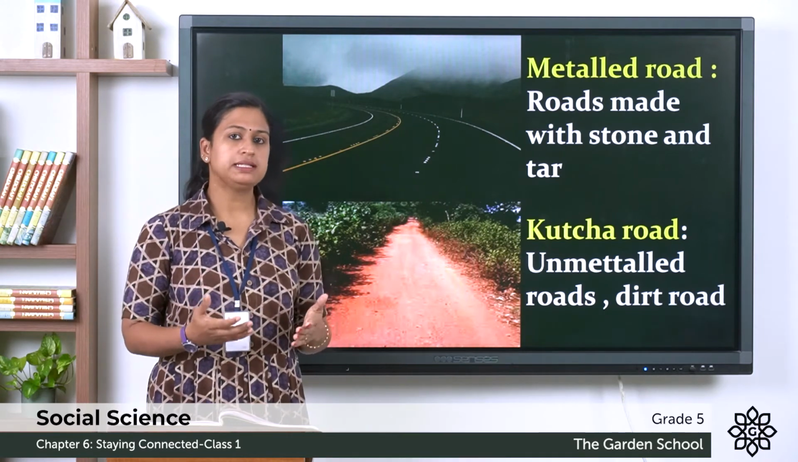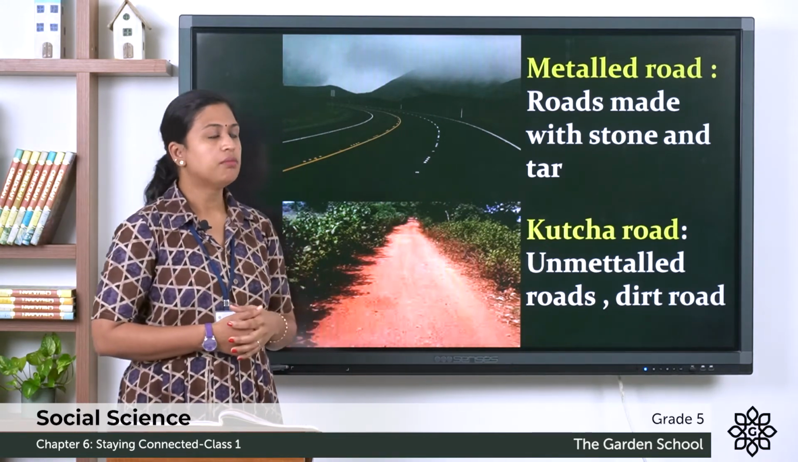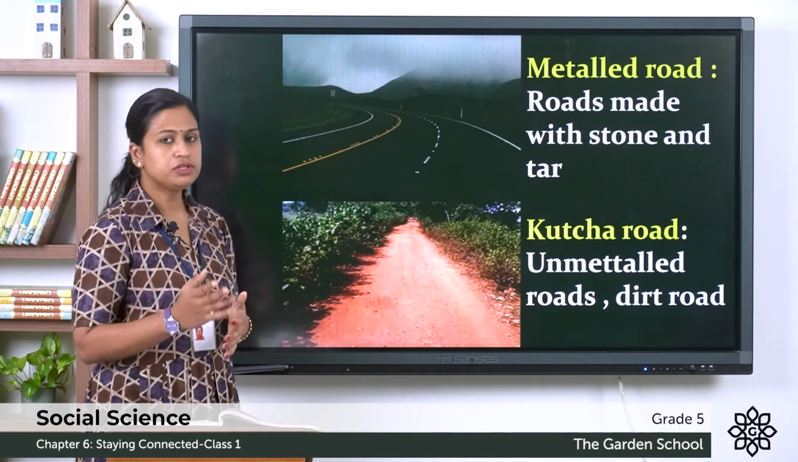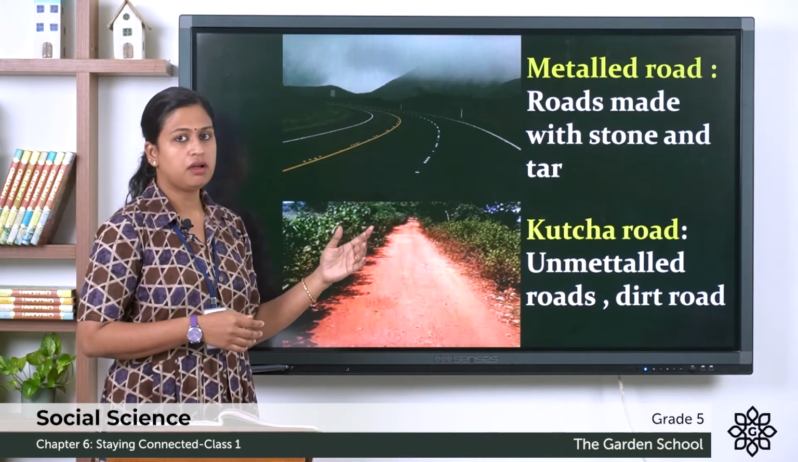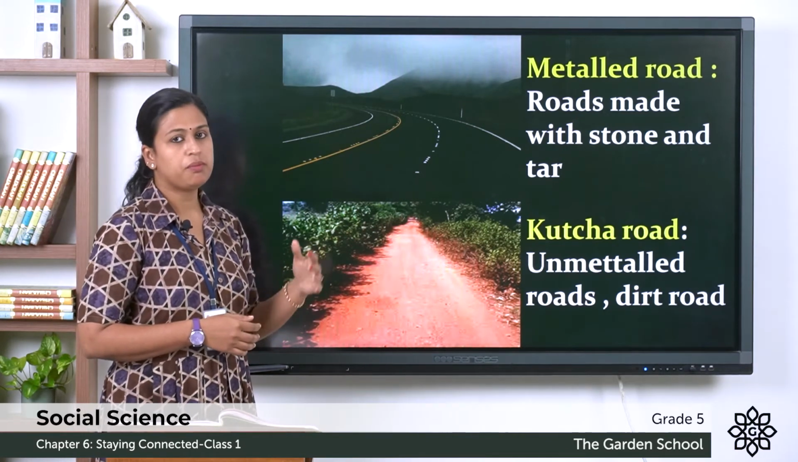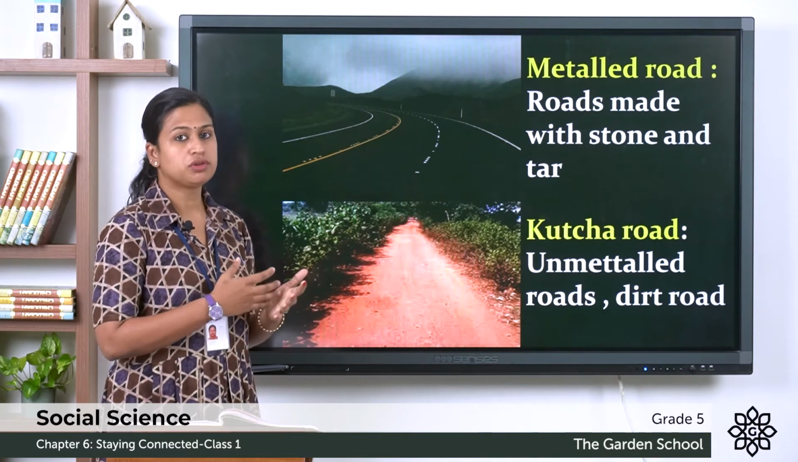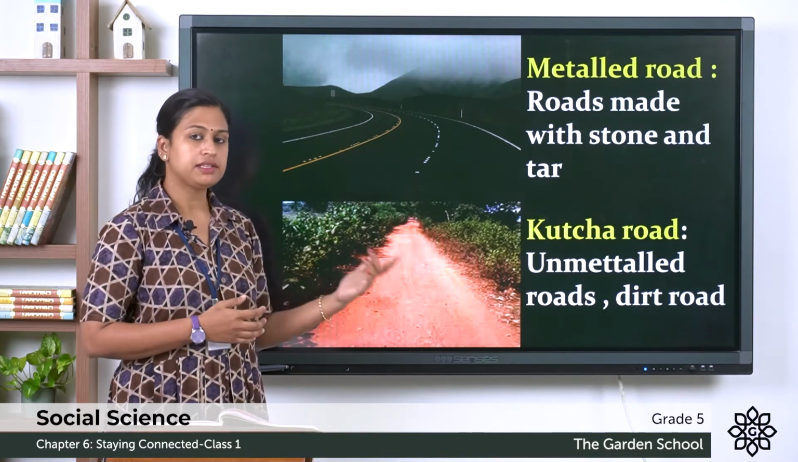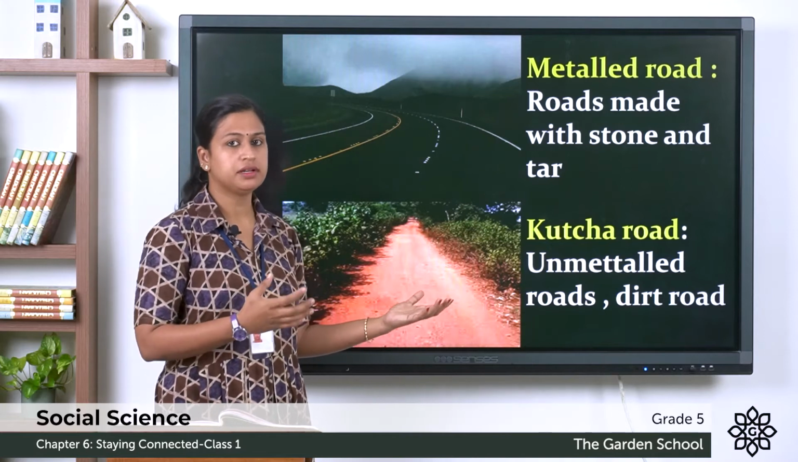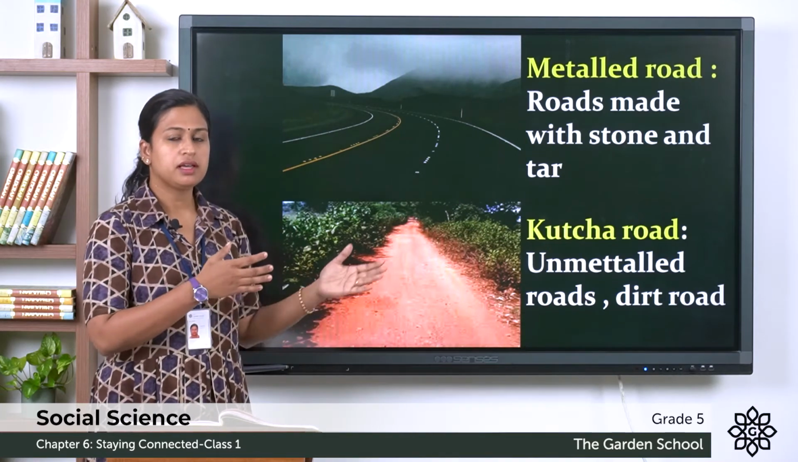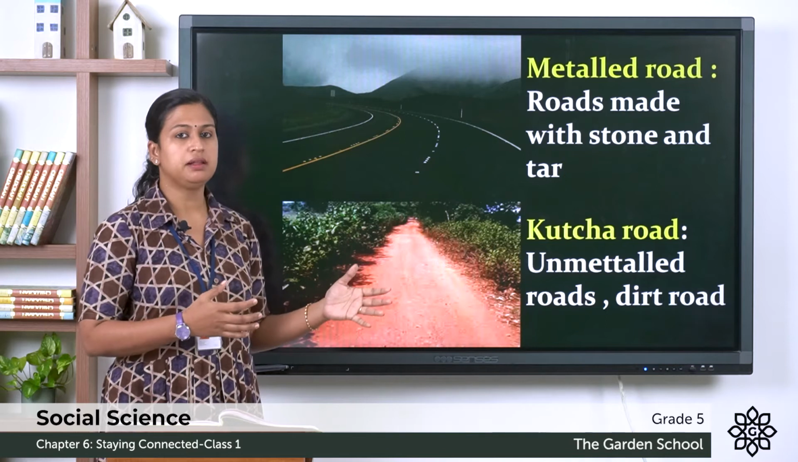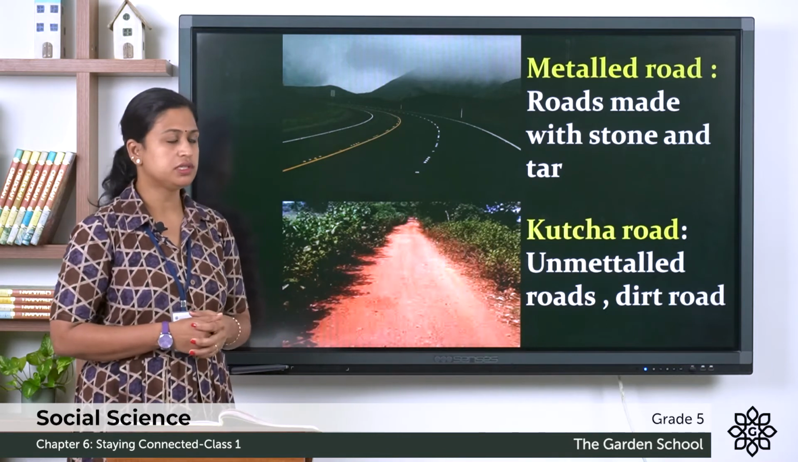Roads are also built in the plains and in mountains. So, most of the roads are metal roads or kacha roads. Metal roads are made up of stone and tar, and kacha roads are unmetalled and dirt roads. Usually, the kacha road becomes muddy and slippery during the monsoon season.